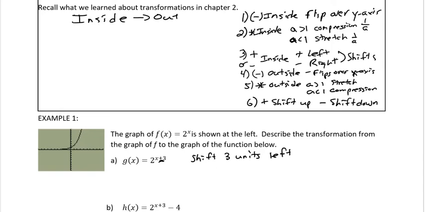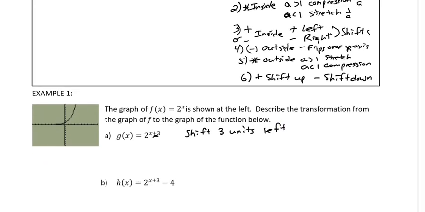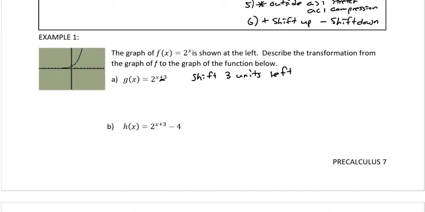Let's look at B. Now we still have the +3, so there's still going to be that shift 3 units left, and that would come first because it's on the inside. And then we have the -4, which would also be a shift 4 units, and because it's subtracted, it's down.